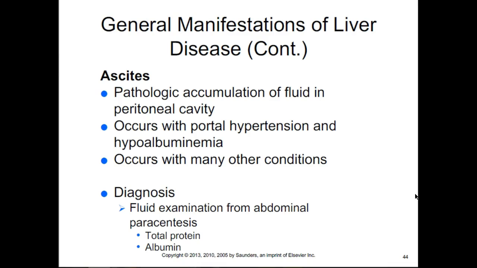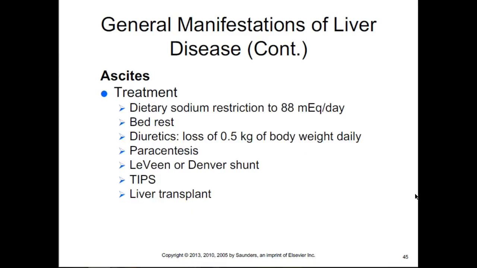So ascites is a pathological accumulation of fluid in the peritoneal cavity, right? Also occurs with portal hypertension, and hypoalbuminemia occurs with many other conditions like right-sided heart failure, right? So diagnosis, right? Fluid examination of the abdomen via paracentesis. So looking at the total protein and albumin, that helps us figure out, right, the ascites treatment, right, which is then going to be sodium restriction to 88 milliequivalents per day.